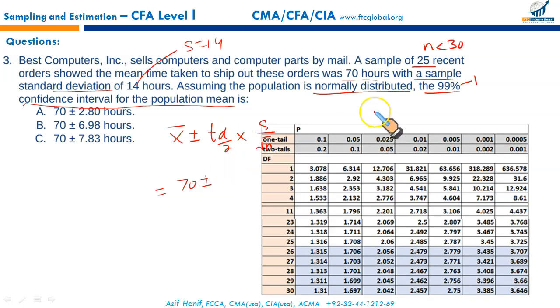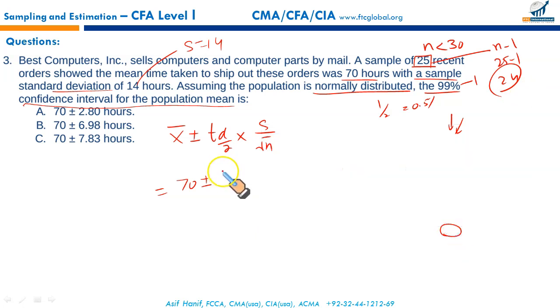We need 1 upon 2, that is 0.5%, but when you convert it, it will be 0.005. So we need to look down this column at 24. Why 24? Because the sample size is 25, and the degree of freedom is n minus 1, so 25 minus 1 is 24, right? So at 24 the value is 2.797, times the standard deviation of the sample, that is 14, divided by the square root of 25, the sample size.